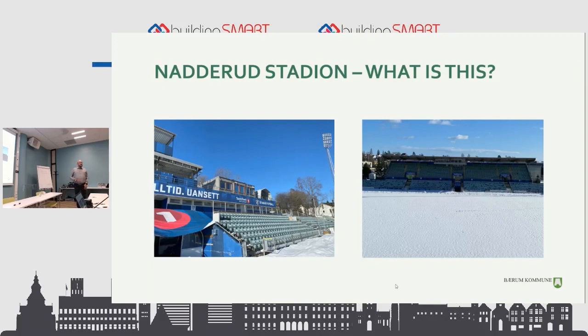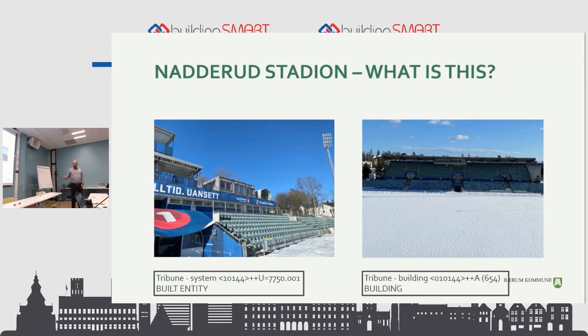Built things versus buildings. This seating here, that's a tribune, a built entity. So this is to the plot, Nadderud Stadion. It's outdoor, and it's system 7750 tribune. This one has a ceiling, so this is a building, the same plot, but building A, that has a building type 654.